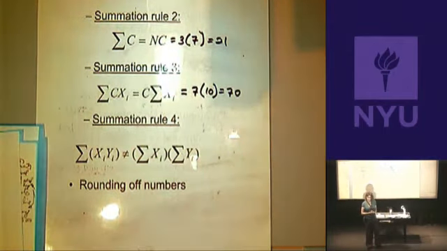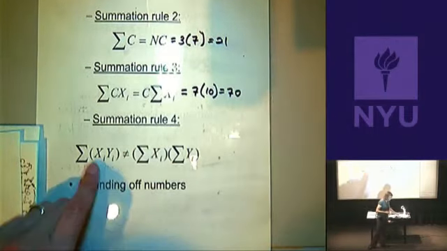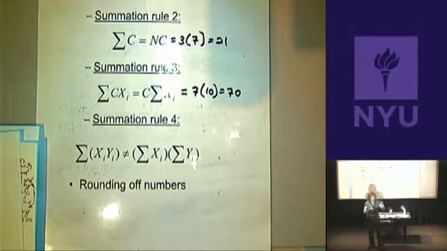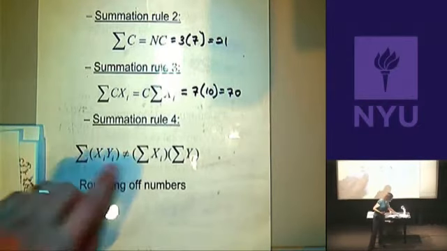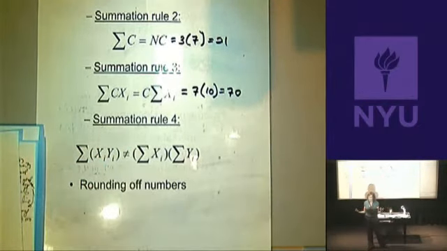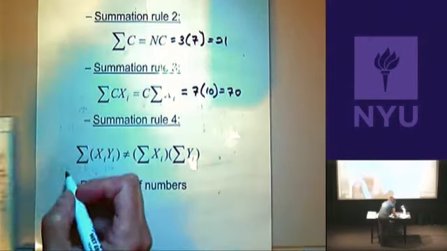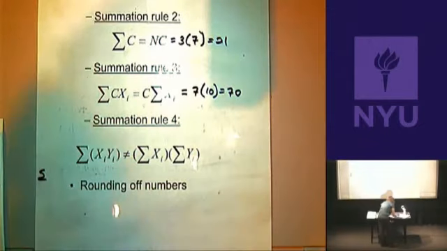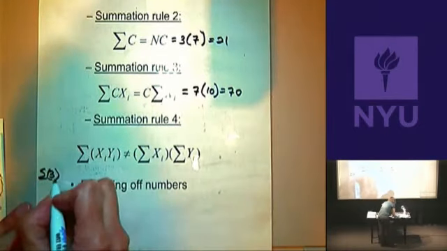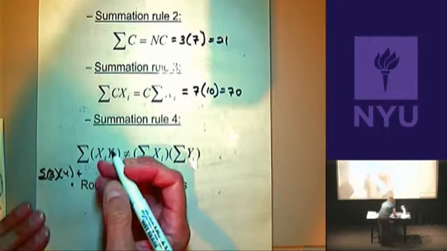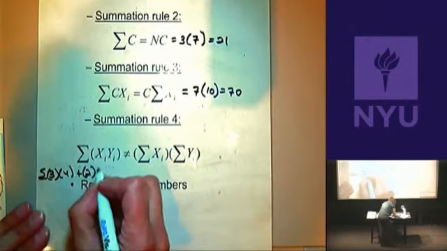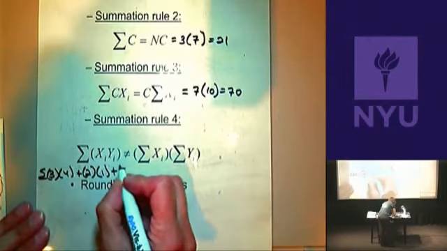Okay. And then the last rule here is simply that the sum of xy, what would that be? x1 times y1 plus x2 times y2 plus x3 times y3. That's all that this is saying. It is not equal to the sum of x times the sum of y. Okay? Because if we were doing this, what would this be over here? Well, let's see. It would be 3 times 4 plus 2 times 1 plus 5 times 6 equals what?